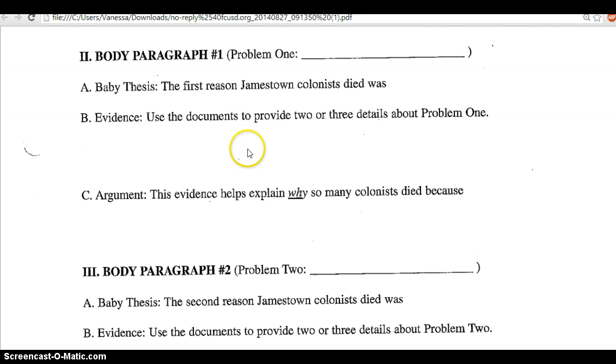Now you're ready for the evidence. So you're going to use the documents for the evidence. Like I said, I'll help you with this one. And then you're going to say how that shows why so many colonists died. So let's go back to our example.